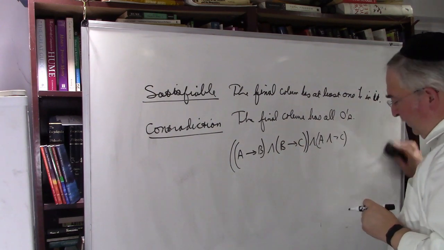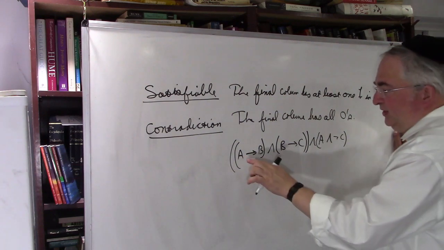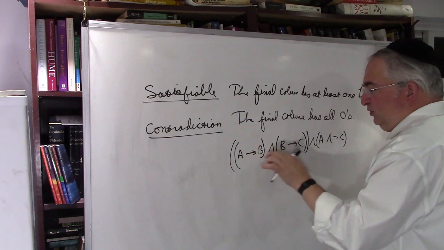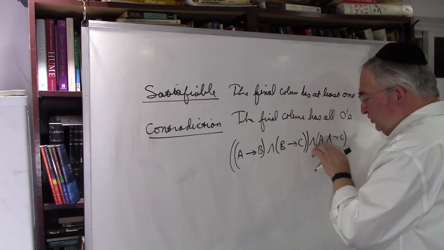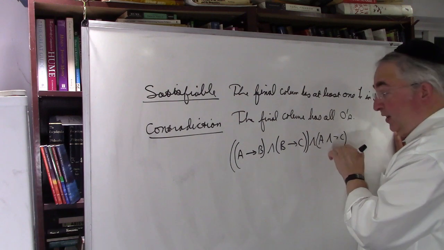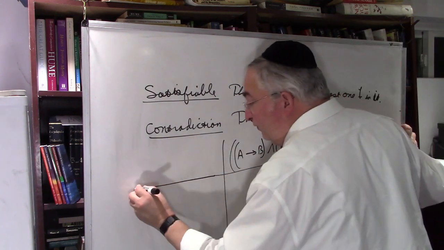Okay. Now, you can already see that there's no way to satisfy this, but let's just go through what this says. This says if A is true, then B is true. If B is true, then C is true. Okay? A is true and C is false. Okay? Let's actually write out the truth table for this.